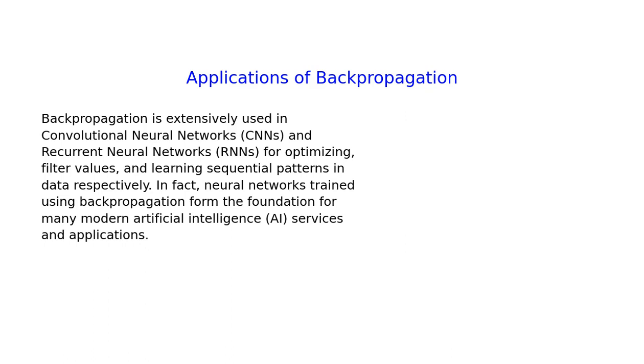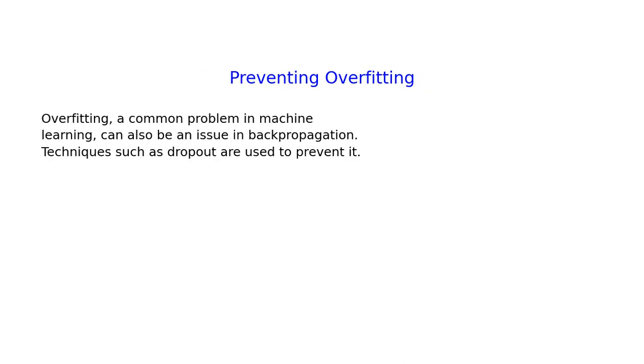In fact, neural networks trained using backpropagation form the foundation for many modern artificial intelligence, AI, services and applications. Overfitting, a common problem in machine learning, can also be an issue in backpropagation. Techniques such as dropout are used to prevent it.